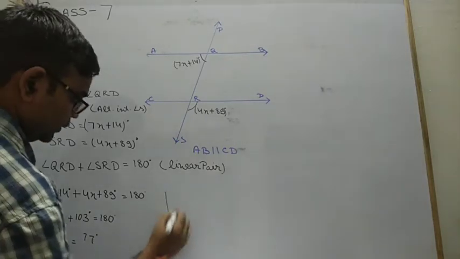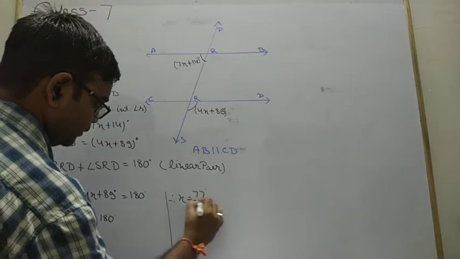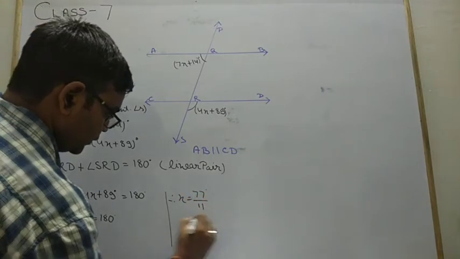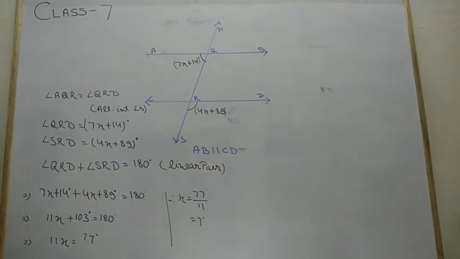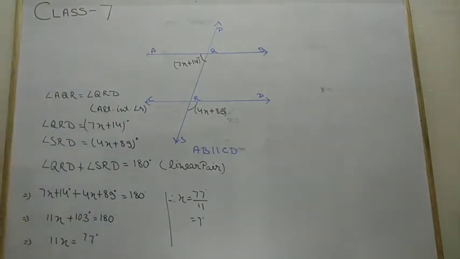So I am solving here. Therefore x equals 77 degrees divided by 11, it's 7 degrees. So hope you can easily understand this one. Then we do 3 more questions.